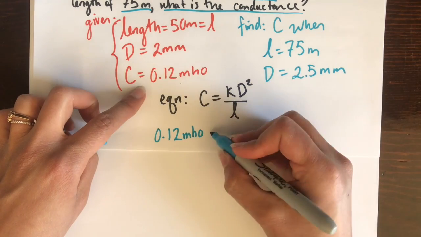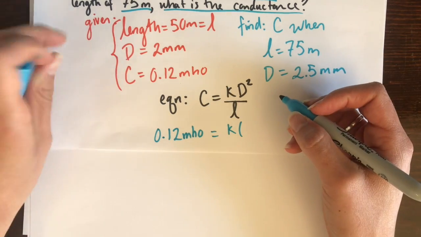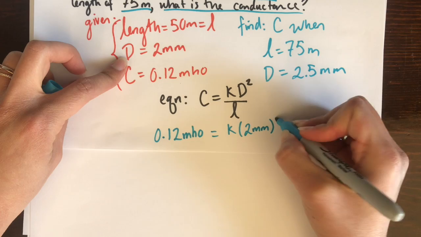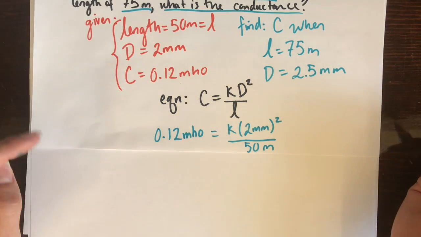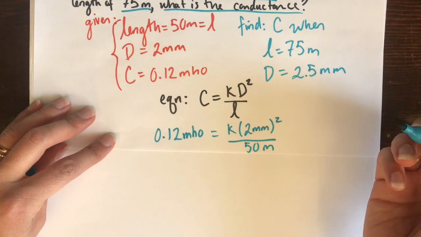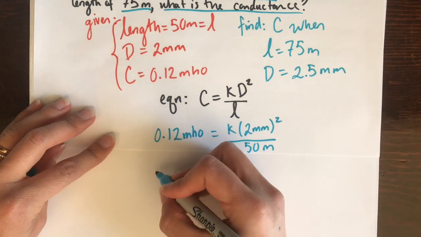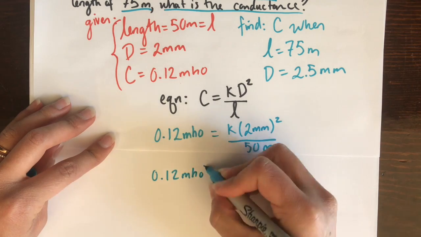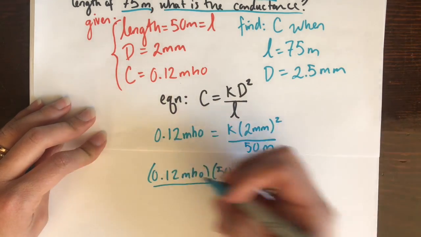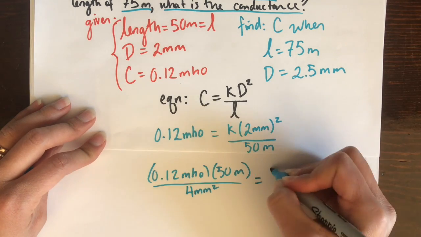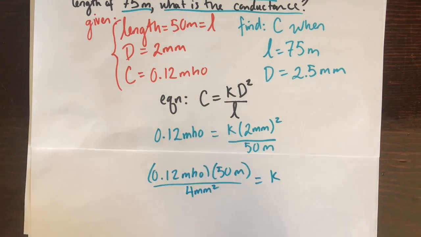Okay, so I'm going to plug in my first set of knowns. I know that the conductance is 0.12. I know that my diameter is 2 millimeters. I'm going to square that. And then I know that my length is 50 meters. So I'm going to figure out what my K is from all this information. Okay, so here I have 0.12 ohms. I'm going to multiply by 50 meters, and then I'm going to divide by 2 millimeters squared, which ends up being 4 millimeters squared, right?